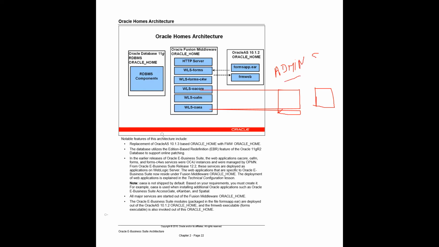How many admins? Anyone? Only one. So even though you have 10 application tiers, you only have one admin server. But you will have managed servers here, managed servers here, managed servers here. The admin server is the only one. So the main admin server will be running on the primary node.